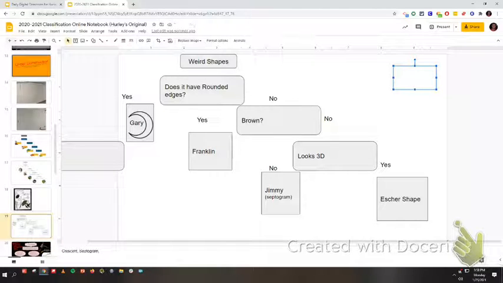That one's name is Franklin. I'm not sure, when I move these, they're disappearing. I don't know what crazy stuff's happening.